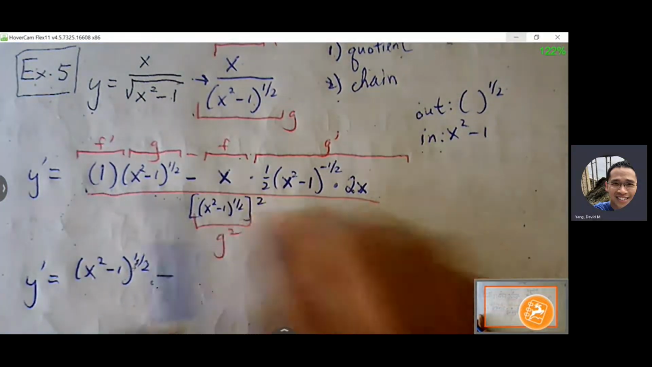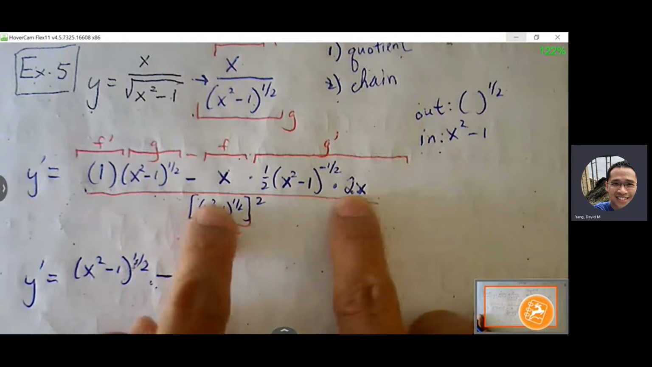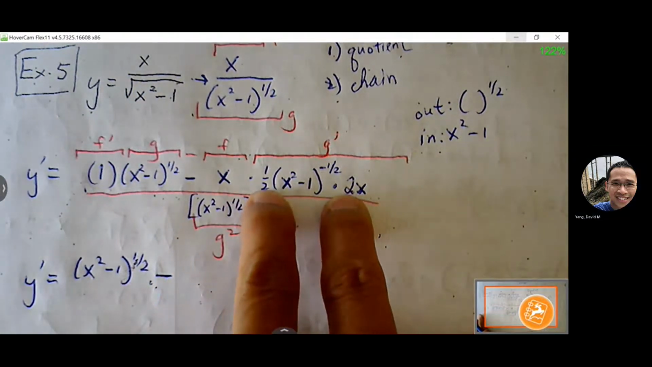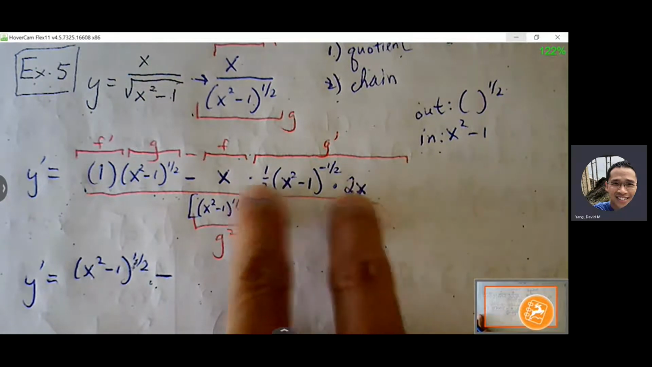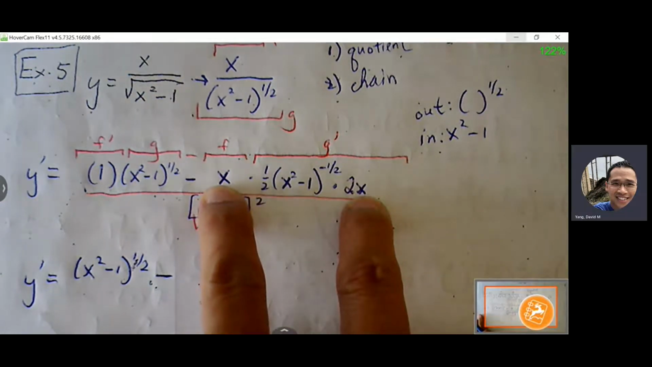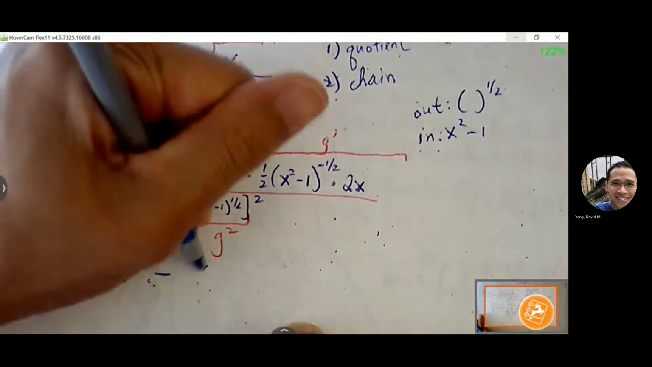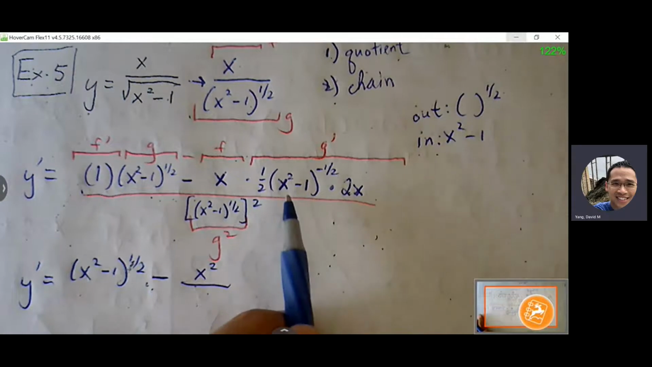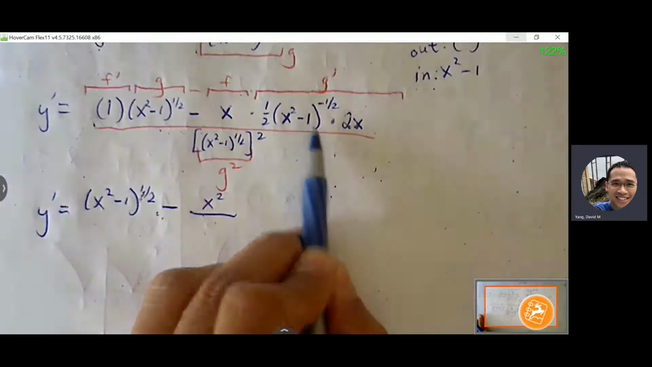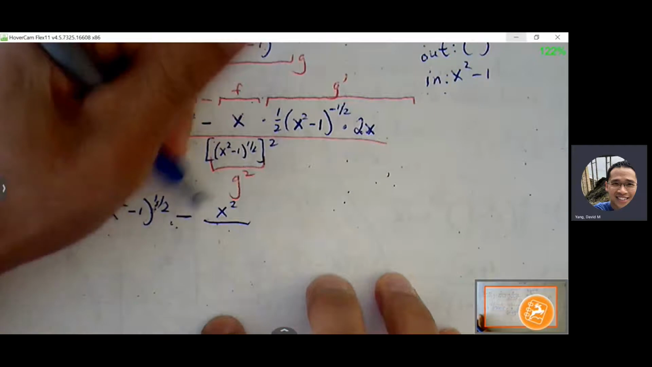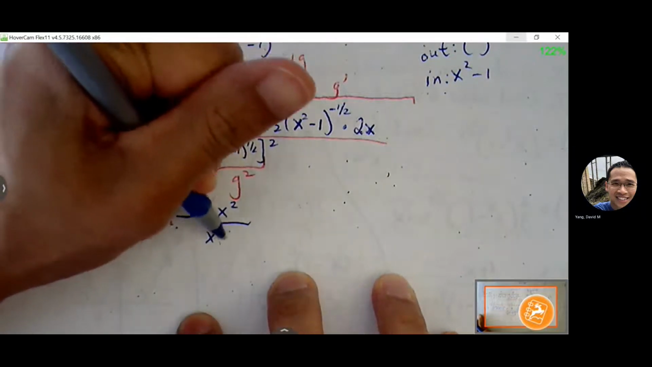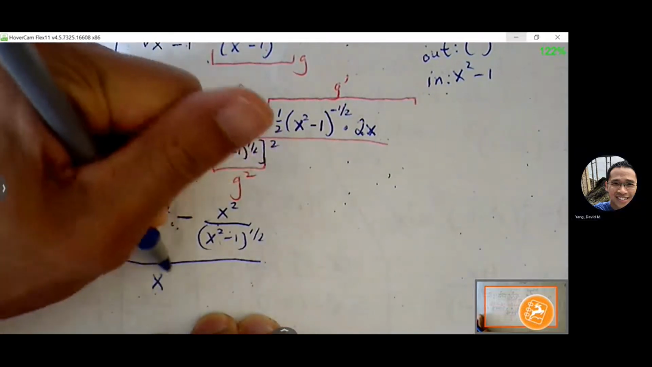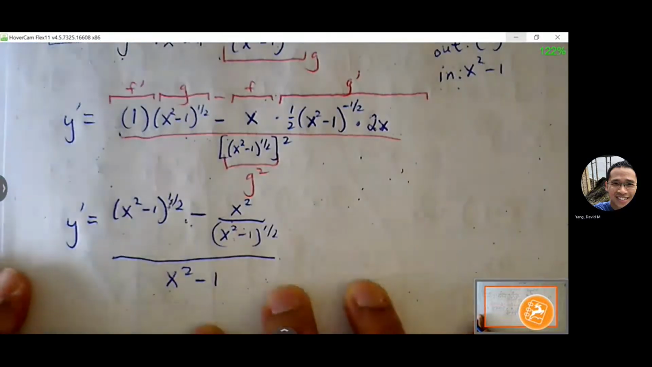Okay, if I merge this little space together, I can resolve the one half and two. What happens to the one half and two? It becomes one, right? The x and x will become x squared. And then that x squared minus one to the one half can be brought down to the denominator, but it's only going to be in the denominator within this little space here, all over x squared minus one.